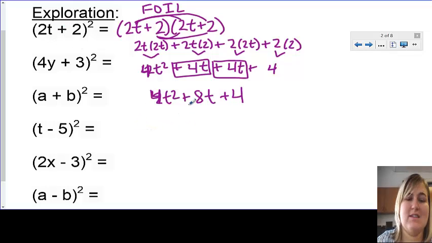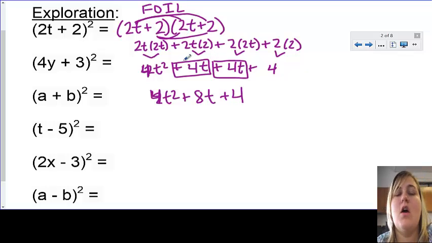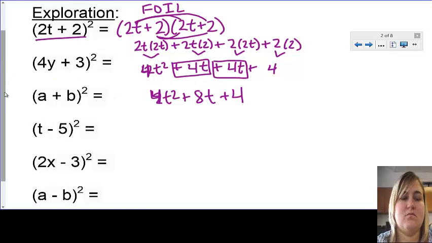Now I want you to look at this and think about how I could have gotten this answer without having done all this FOILing, because that's what we're talking about, special product binomials, where you have, in a sense, a formula to get to that final answer. So looking at this, think about how we could have gotten this answer without actually doing the FOILing.